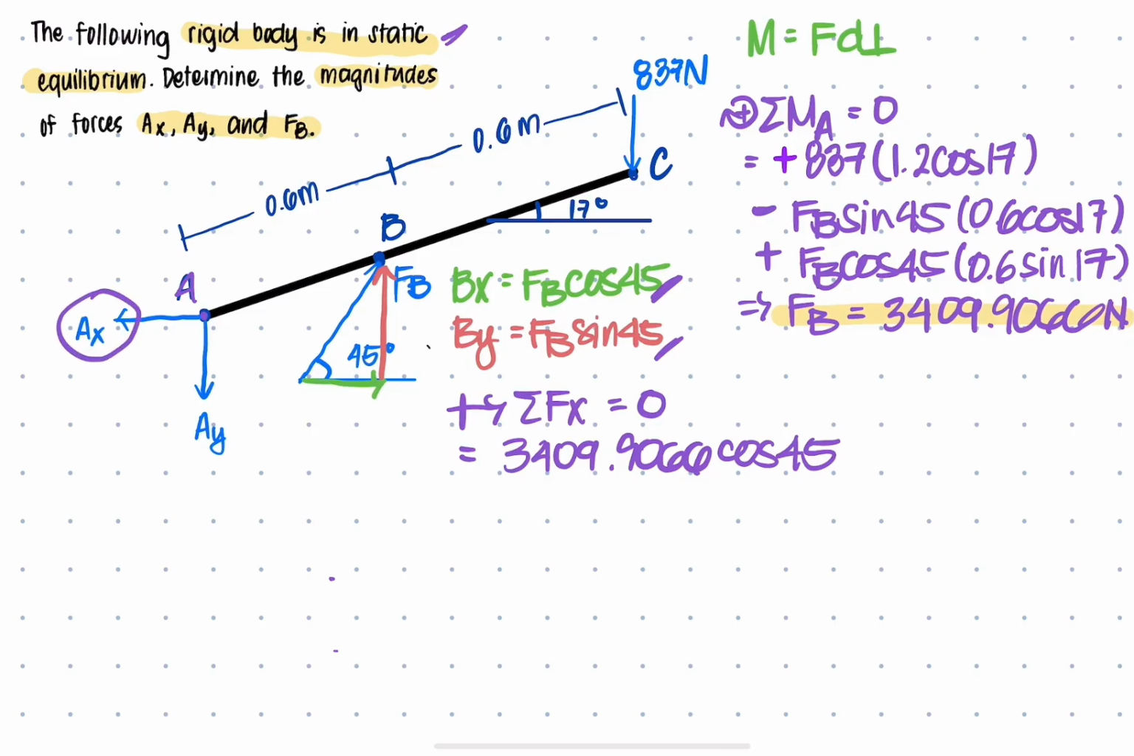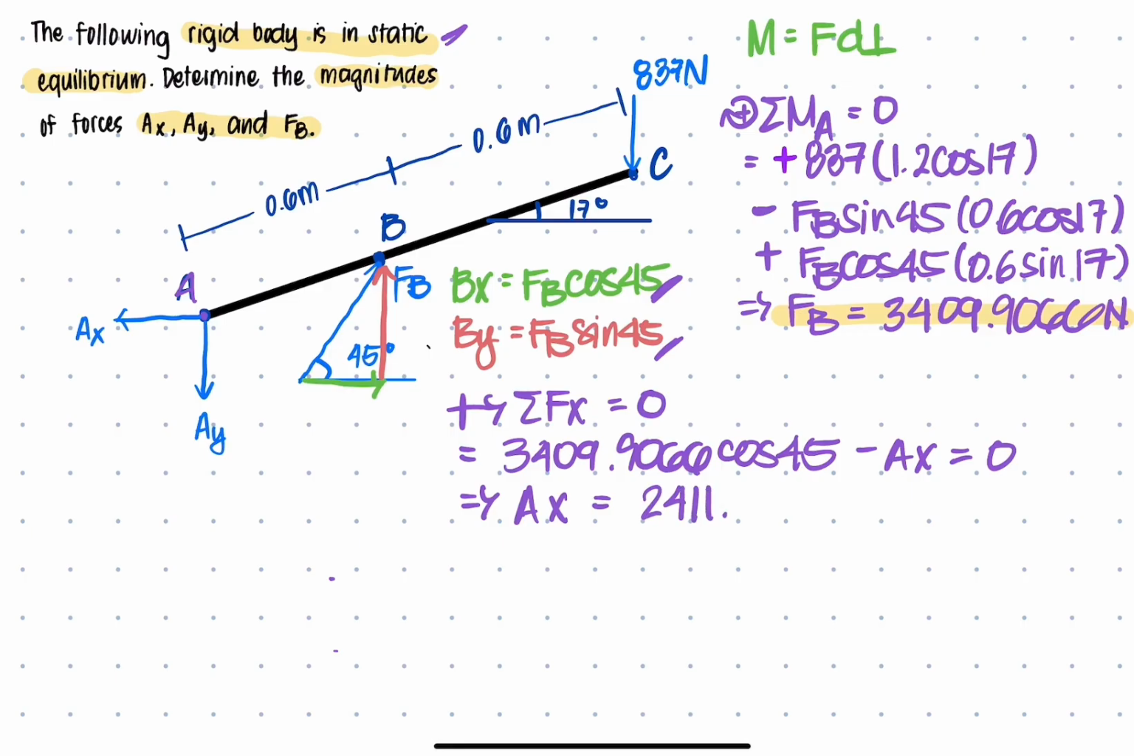Papunta si AX sa left. So, isusulat natin siya as minus AX. And all of this is equal to 0. You can use algebra or your calculators. At ang makukuha niyong sagot dyan ay AX is equal to 2411.1681 newtons. Okay. Nasolve na natin yung dalawa nating unknowns. Isa na lang, which is AY.